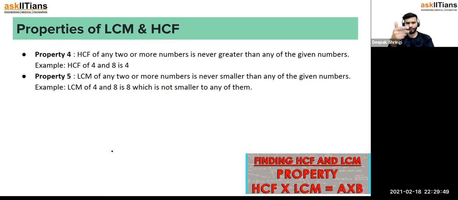Right? So, that's what they wrote now. HCF cannot be greater than the numbers and LCM cannot be smaller than the numbers. Got it? Properties 4 and 5, both of them are done. Okay, take an example. What is the HCF of 4 and 8? It is 4. So HCF is not more than the numbers, right? It's 4 exactly. And what is the LCM of these numbers? It's 8. So LCM cannot be smaller than the numbers.